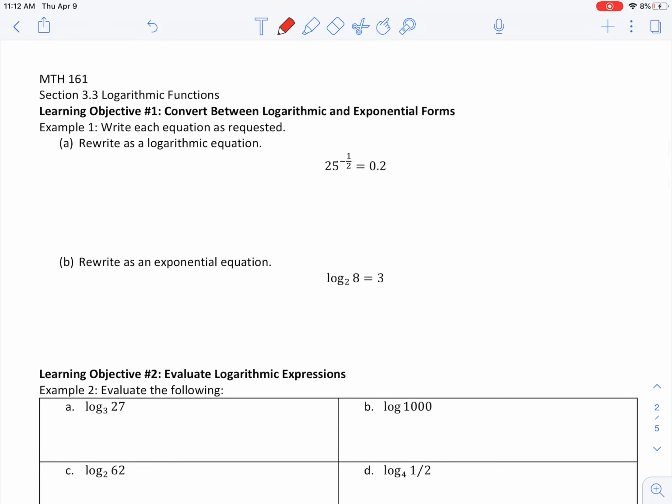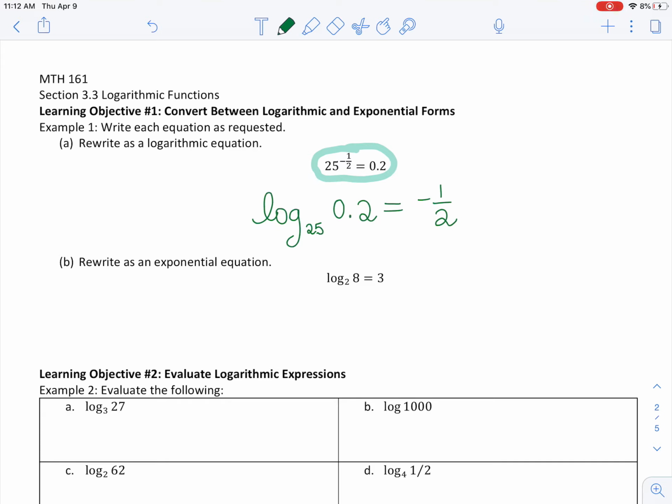All right. Learning objective 1, convert between logarithmic and exponential form. Example 1, we want to write each equation as requested, rewrite as logarithmic equation. First, we have 25 raised to the negative 1/2 equals 0.2. Let's write the log form. If you want to write the log form, you need to write log, right? And then what is the log base? The base is 25, right? So you write the 25 tiny as a subscript, and then you write the answer on the other side, 0.2. Log base 25 of 0.2 equals negative 1 over 2. So that's going to be the answer.